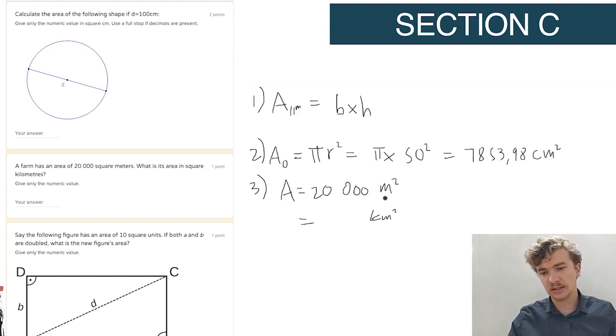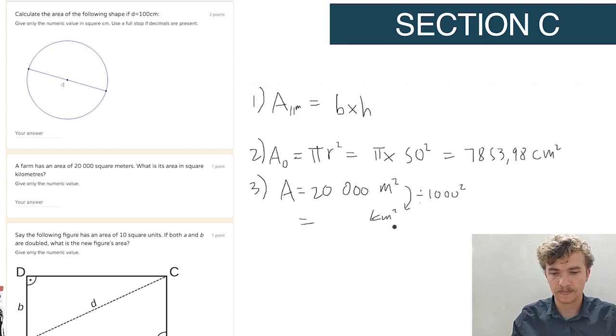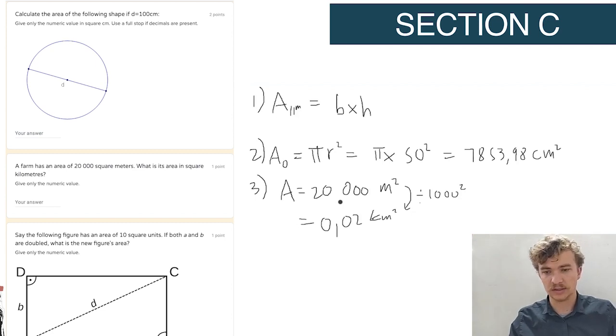And what you should know is that meters to kilometers is divided by 1,000, but because it's meters to the power of 2, it should be 1,000 to the power of 2 as well. Just type that into your calculator. 20,000 divided by 1,000 to the power of 2, and you get an answer of 0.02 square kilometers. And then remember to use a full stop for the decimal separator.